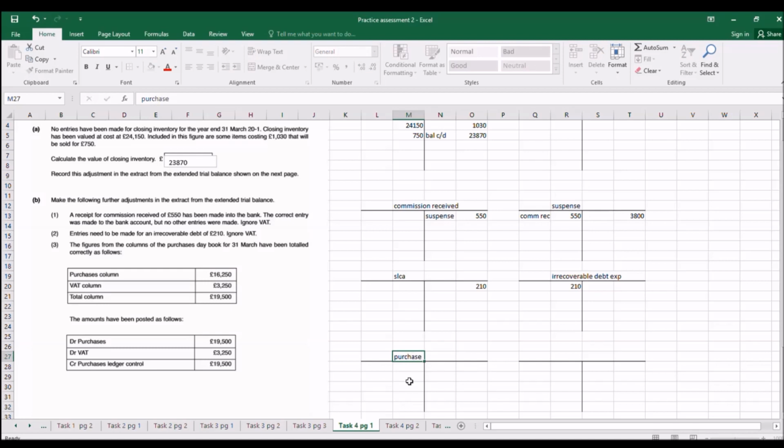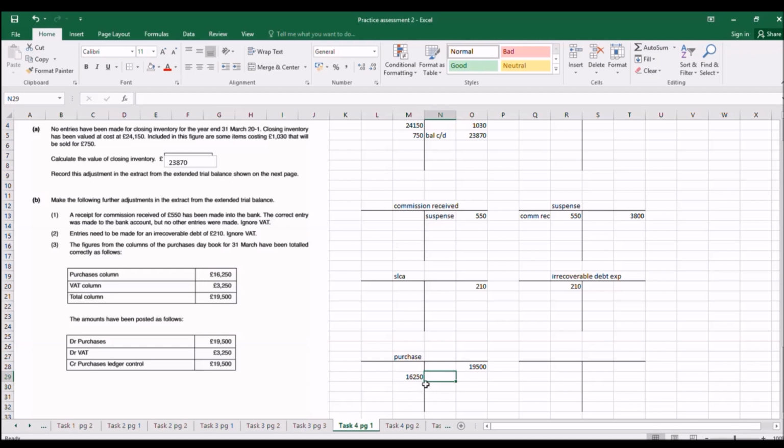So we went debit purchases 19500. So we're going to reverse that out, 19500. Let's take this out here, and then we're going to put in the correct figure. Sorry, we went credit 19500 and then we're going to credit that out, and then we're going to debit our purchases in there 16250. So the net position.